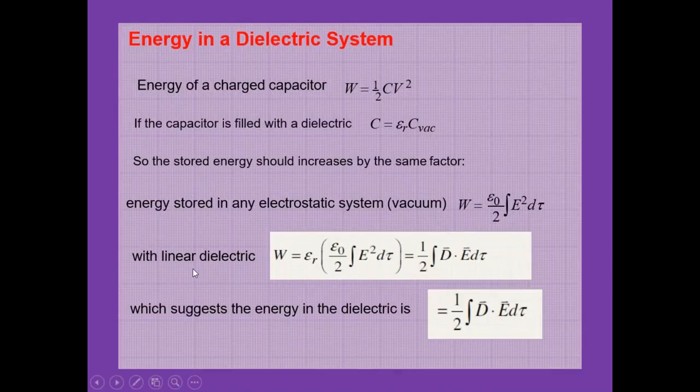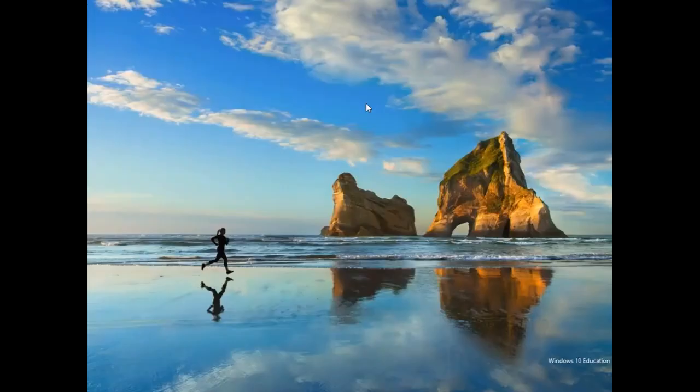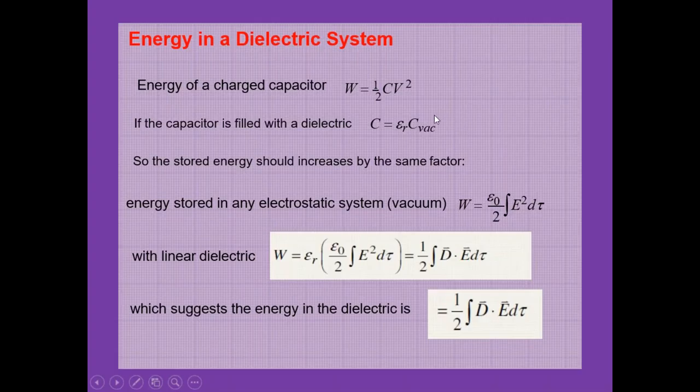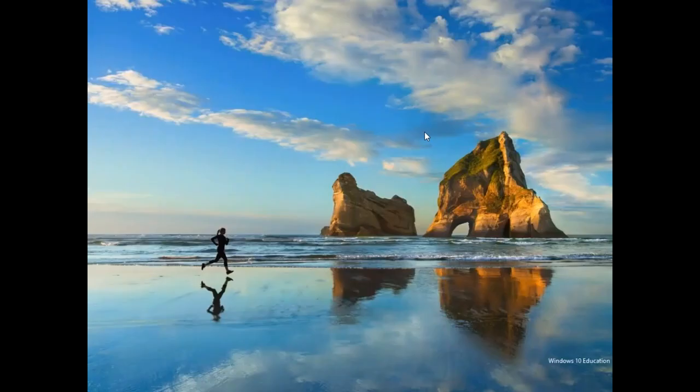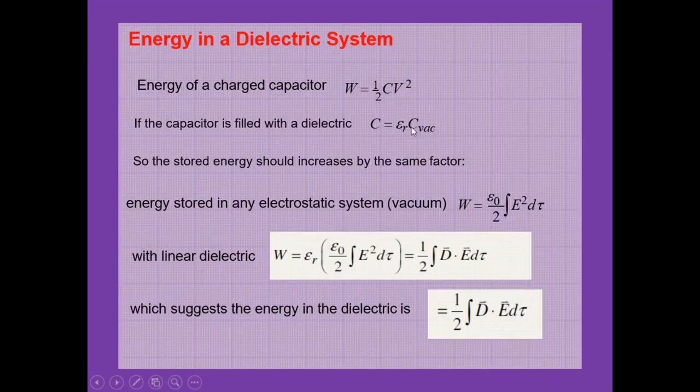Energy in a dielectric system. The energy of a charged capacitor is given by W equals 1 over 2 CV squared. That's the energy of a charged capacitor. If the capacitor is filled with a dielectric, we have it as this, so the stored energy should increase by the same factor. And the energy stored in any electrostatic system, as in a vacuum, is given as this. With a linear dielectric, we have this, which suggests the energy in the dielectric is given as this, or is equal to this.